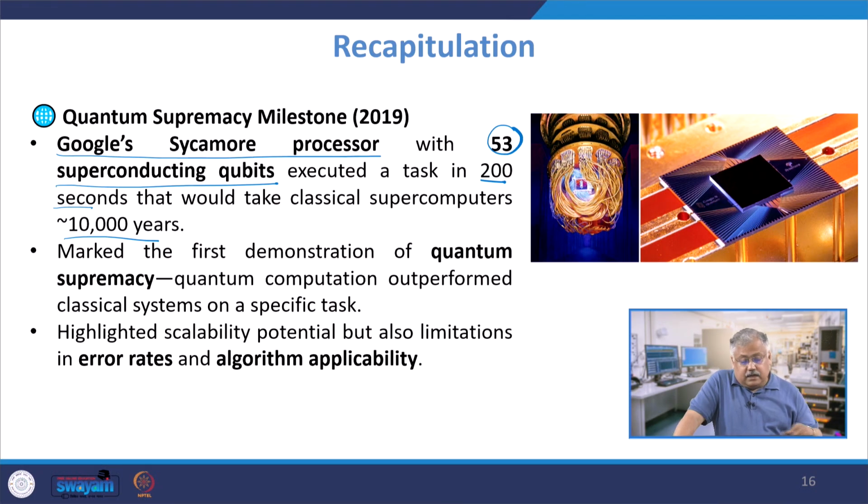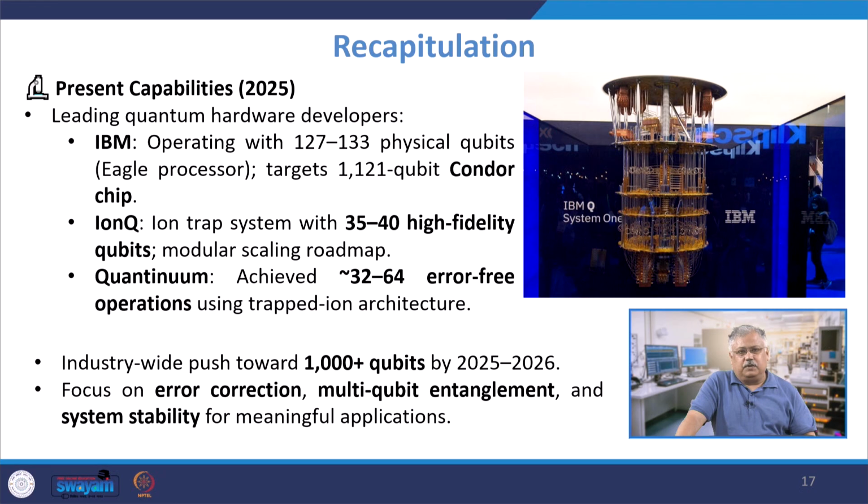right. And then it was shown in 2019-20 that for a specific task the quantum computers were much better as compared to classical computers. However, as I discussed with you, there is a problem of scalability in quantum computers, that you cannot scale it beyond a particular point, and you also have limitations in terms of error gates and algorithm applicability, how many algorithms you can apply, right. So, let us look at the present capabilities now.